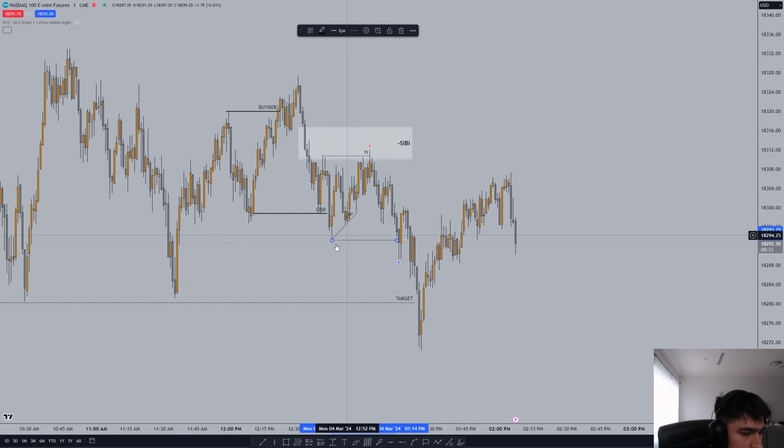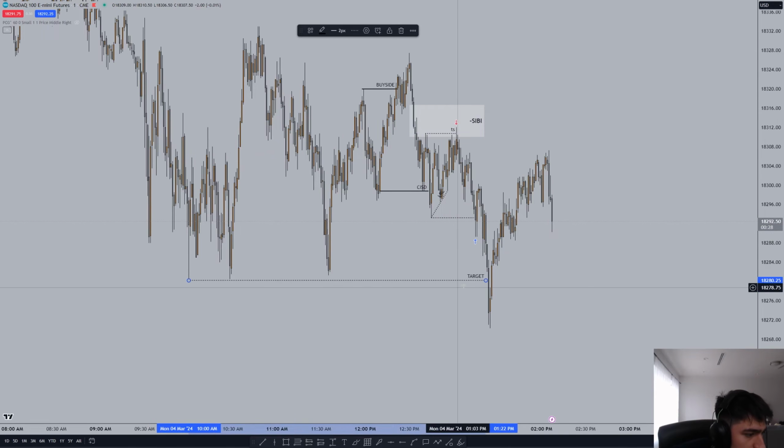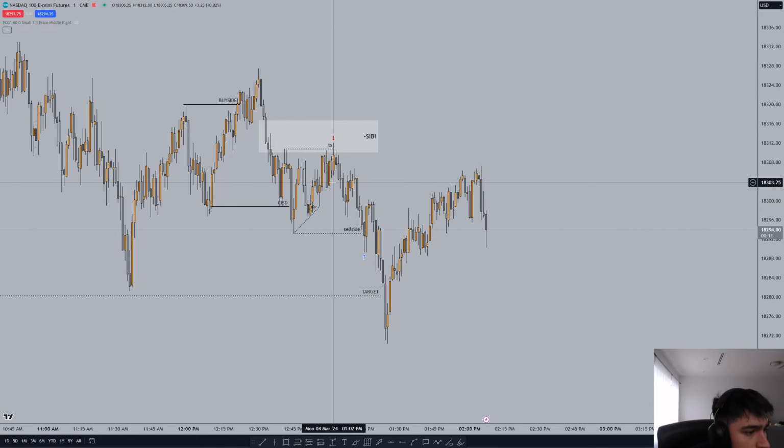Okay, again, we have a fair value gap here. If I had my second contract, I would have closed everything out right here. Okay, that's how you would use open, high, low, close in this example, right?